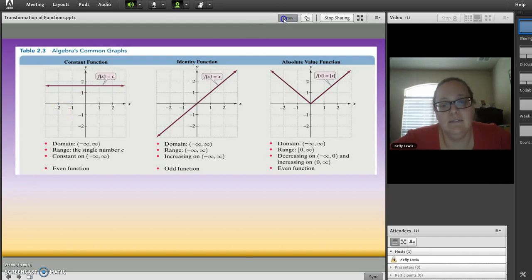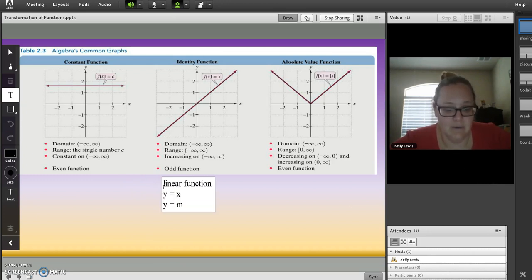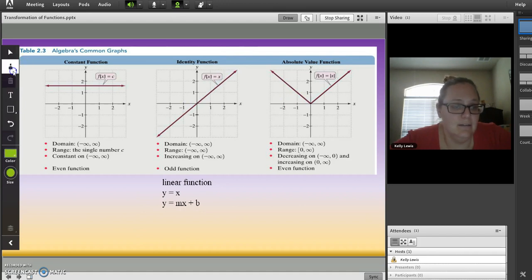All right, so there's the constant function, which is like y equals 5, y equals -9. Then there is the identity function, also called the linear function, which is y equals x. You know it as y equals mx plus b. This one is a diagonal line. There's the absolute value function. Think of it as the v in value. That's the shape it makes.